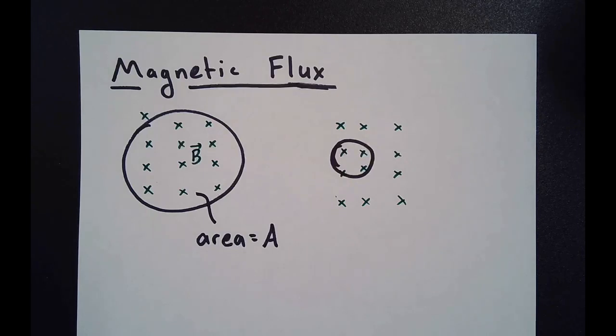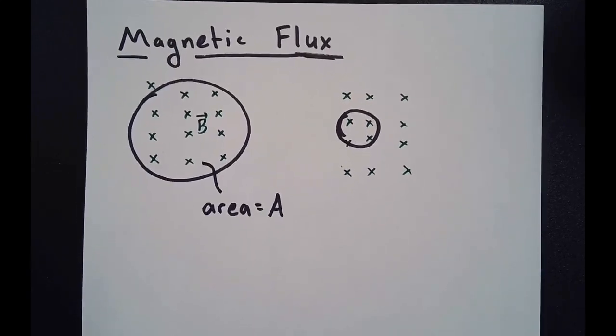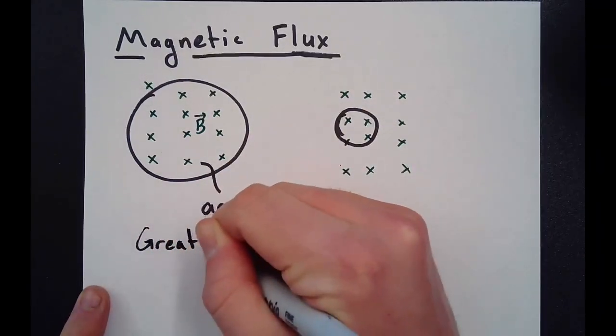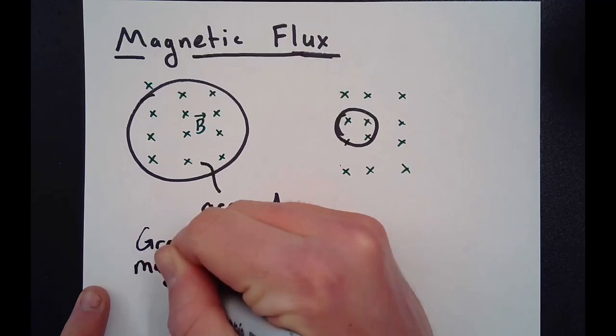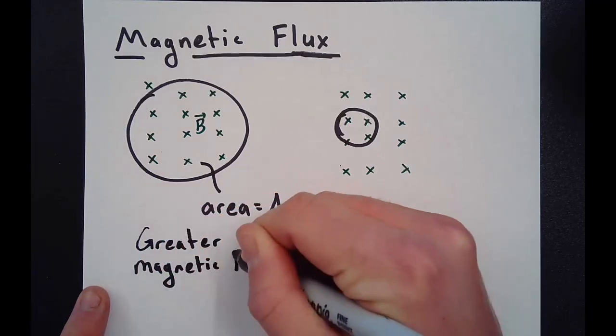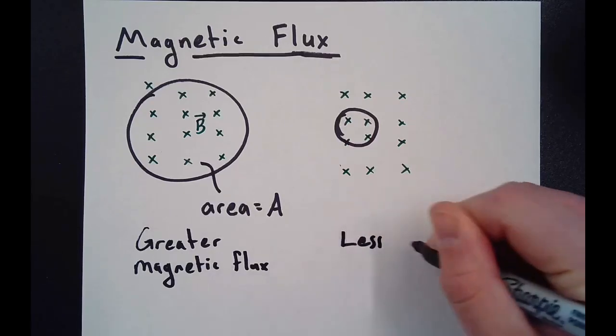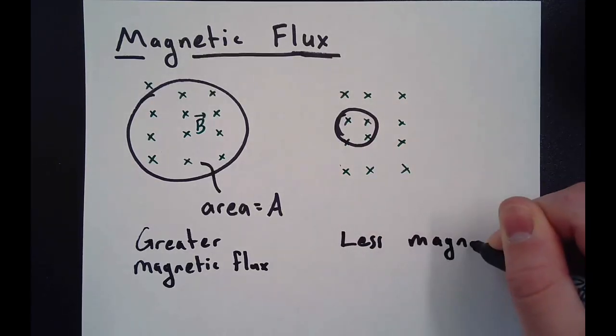Left. That's the whole idea behind flux. The loops are in the same strength field, B is the same for both, but the loop on the left encloses more of the field than the one on the right. So this, of the two, has the greater magnetic flux. And this has the less magnetic flux for the same field.